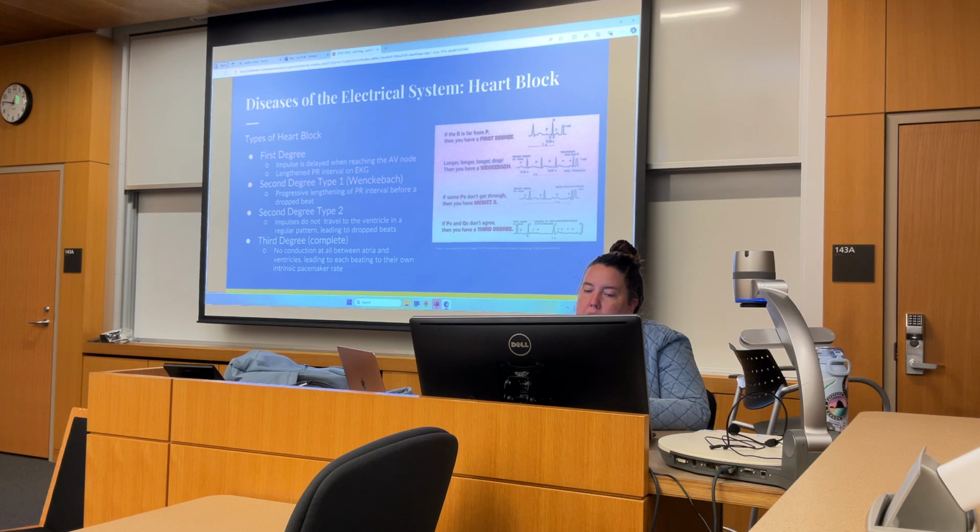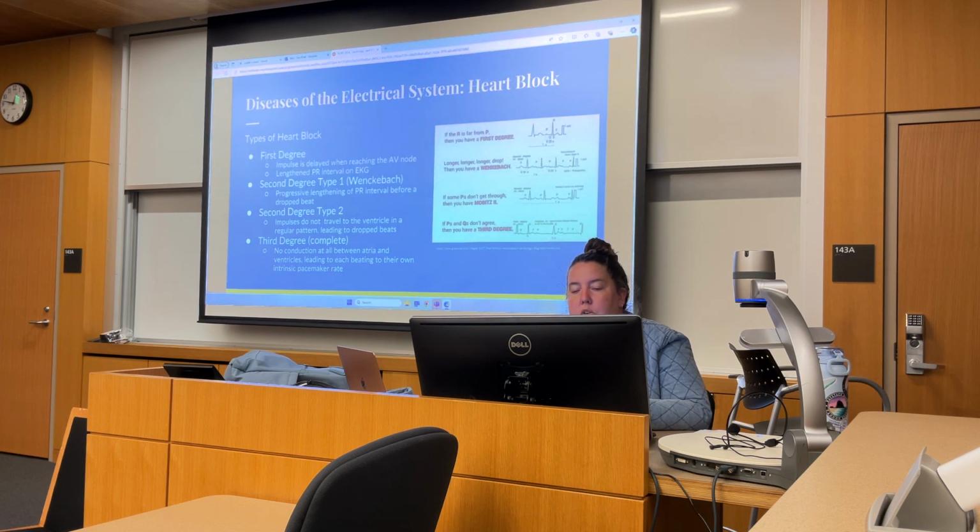In type 2, impulses do not travel to the ventricle in a regular pattern, leading to dropped beats. So in the rhyme, if some P's don't get through, then you have a Mobitz 2. So if some P's don't have a QRS complex associated with them, you might have a second degree type 2 heart block. But the difference is that you don't have that progressive lengthening of the PR interval. So first degree, you have that progressive lengthening of the PR interval. Second degree, you do not. Second degree type 1, second degree type 2.